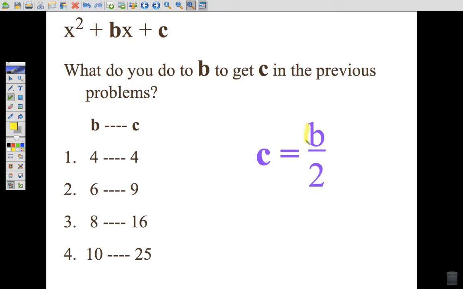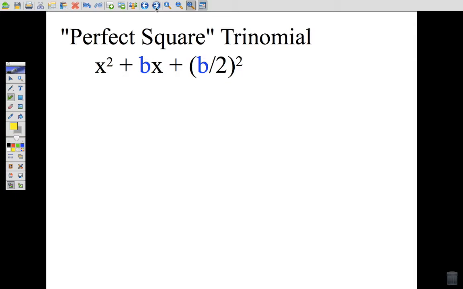B divided by 2, I'll put that in parentheses, and then you square that. Let's take a look. B divided by 2, the quantity squared, is what will now be in the place where C was originally. That format creates a perfect square trinomial. Again, a perfect square trinomial is a trinomial that, when factored, is written as the product of a binomial times itself.